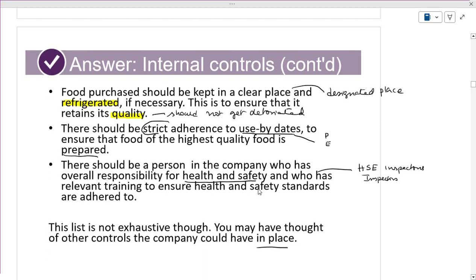And who is responsible? The overall responsibility for health should be with a designated person.